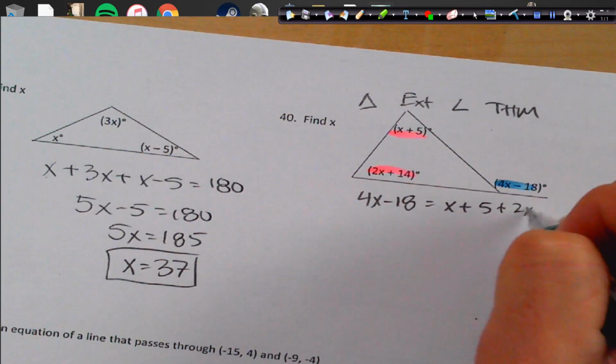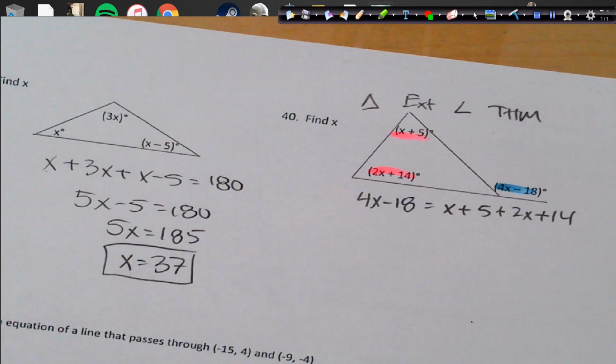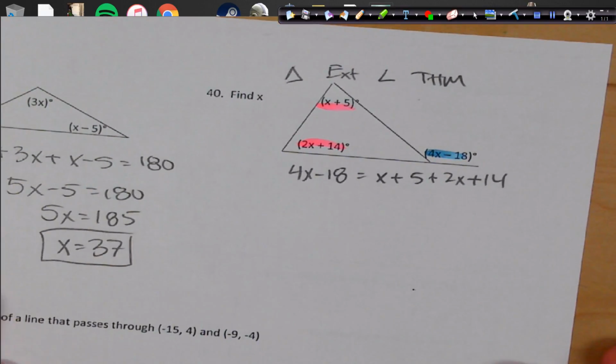plus 2x plus 14. My lights went out. I'm going to put them back on. Unless it's easier to see, actually. I don't think it is. Okay. I don't know. It's pretty much the same.